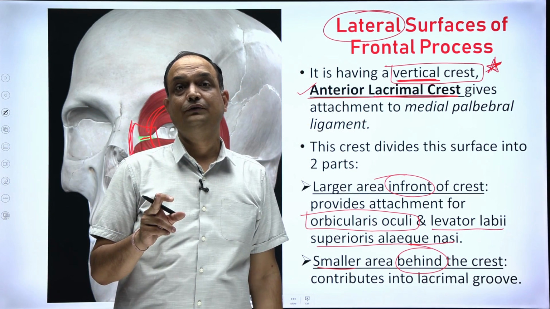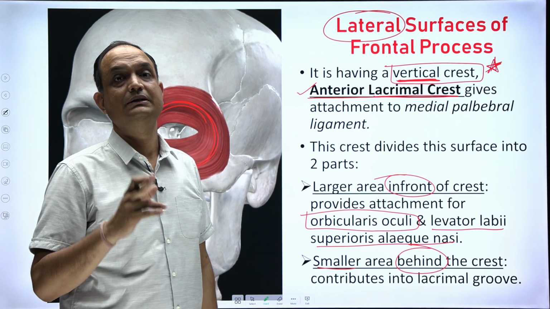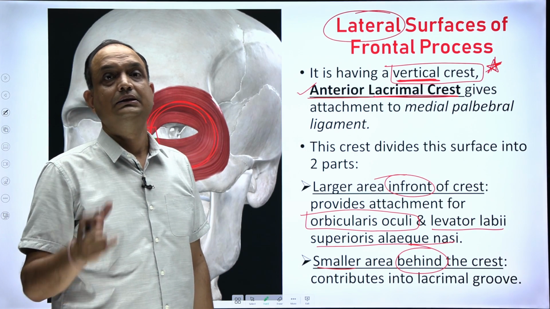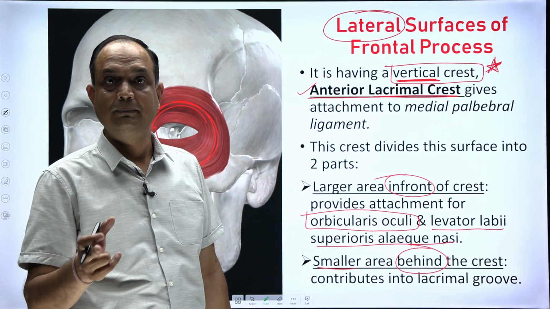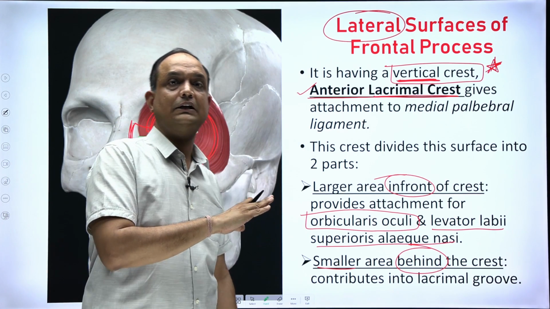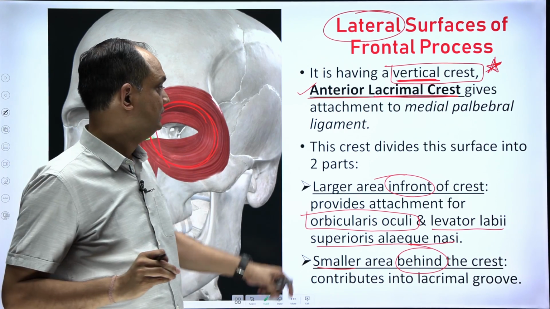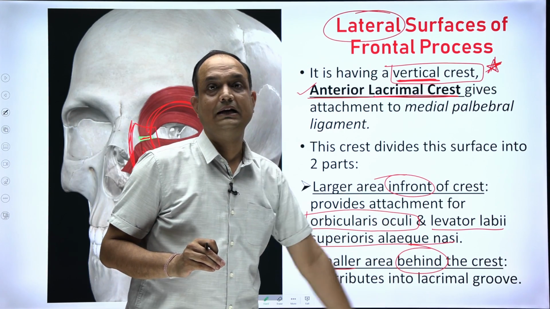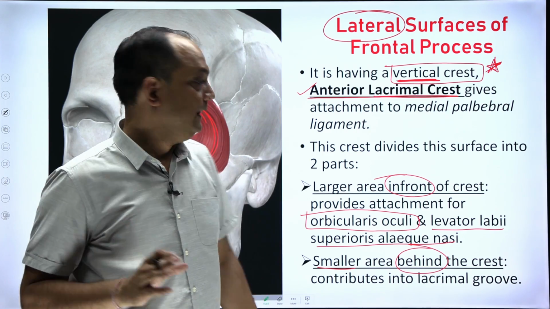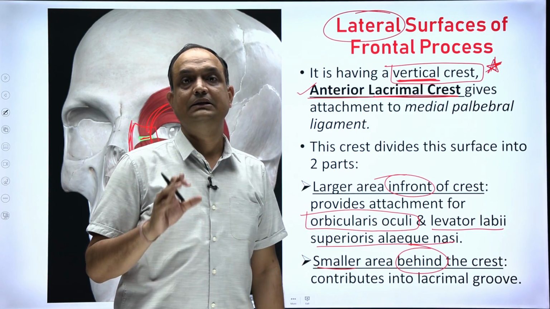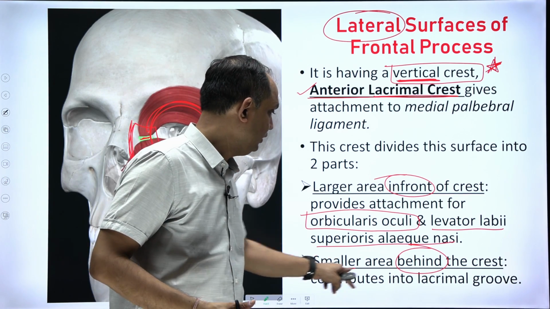So these are the important things which you have to understand, that whenever we are talking about the lateral surface, the lateral surface is divided into two parts by a vertical line which is known as the anterior lacrimal crest. The crest is the area which is going to be the attachment for the medial palpebral ligament. In front of the ligament you will have a larger area where you will have two muscles, one is orbicularis oculi and second is levator labii superioris alaeque nasi. Now, another important thing is that behind the vertical crest you will have a smaller area.